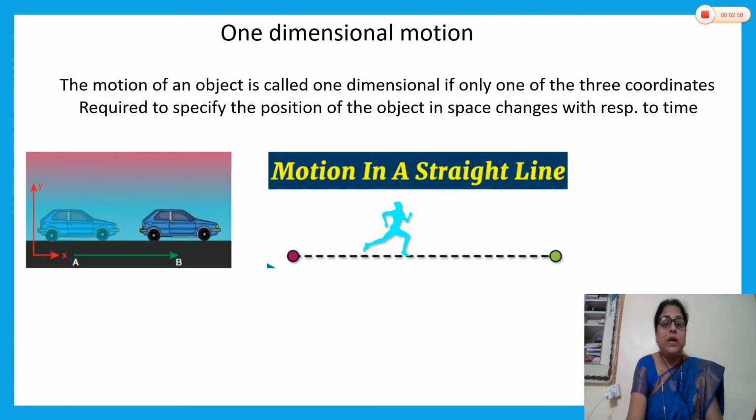The train moving along the track, the bus moving along the road, the runner running on a straight line path, all are examples of one-dimensional motion. That is, the motion of an object is called one-dimensional if only one of the three coordinates is required to specify the position of the object in space, and that changes with respect to time. Here only the x-axis, positive and negative direction, is required to describe the position of the object.